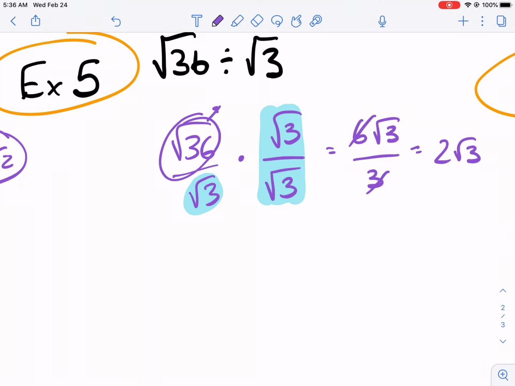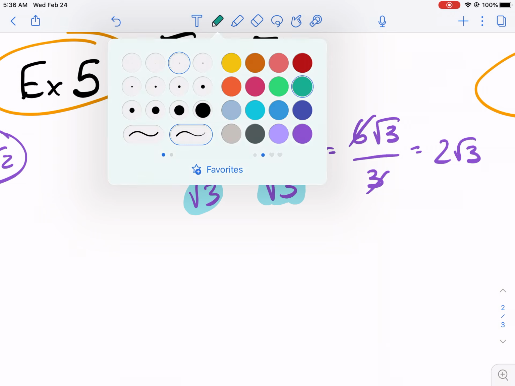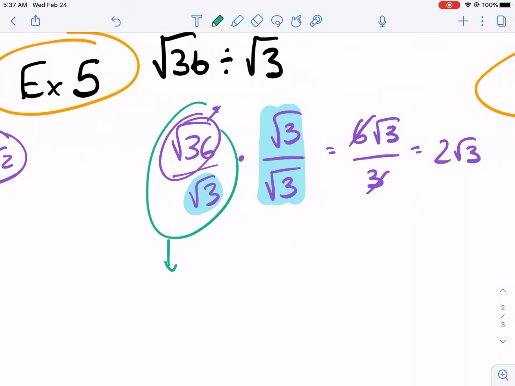Okay, now square root of 36 divided by 3. This is another way to do this problem. I said there was going to be 2 ways. So I could rewrite this as, what I want to do is, let me change color. Make it a little bit more clear. So this essentially could be rewritten as square root of 36 over 3.